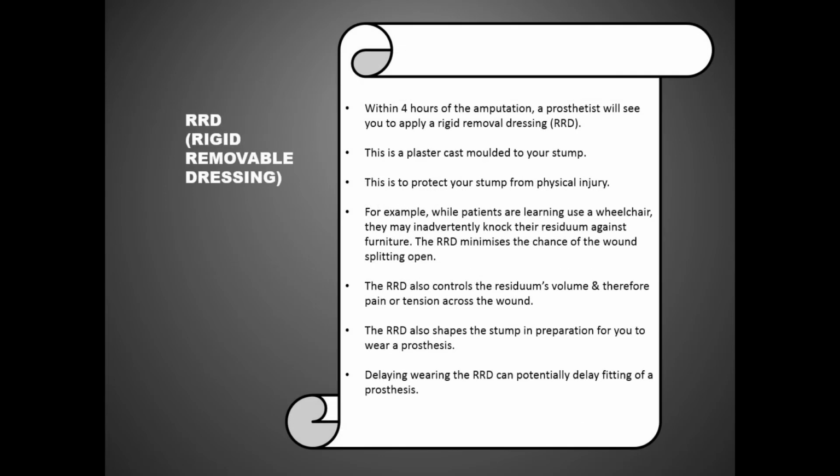Then I would explain the rigid removable dressing, or the RRD. Within 4 hours of the amputation, a prosthetist will see you to apply a rigid removable dressing, or an RRD. This is a plaster cast molded to your stump. This is to protect your stump from physical injury. For example, while patients are learning to use a wheelchair, they may inadvertently knock their residuum against furniture.